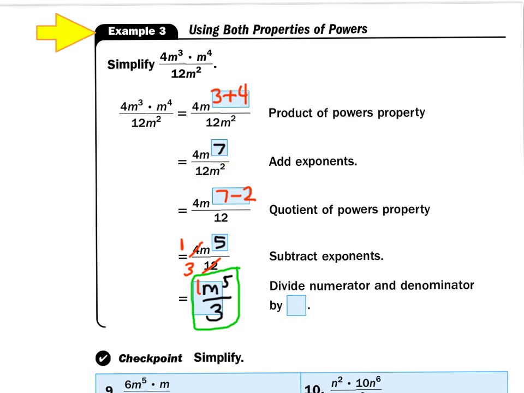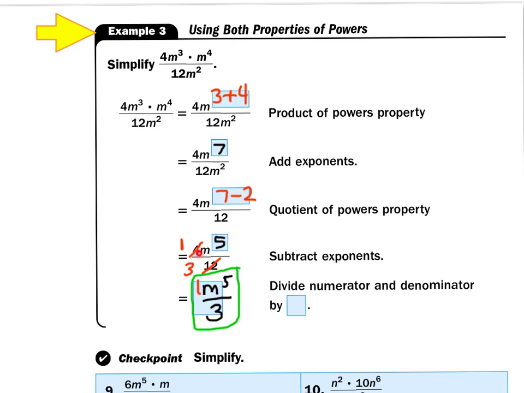And now I wrote my fraction bar. I would copy the 4 on top, the 12 on the bottom, and now take care of the bases that match. The m's match. So I copied the m, and then I did top minus the bottom, 7 minus 2. So that gave me 4m to the 5th power over 12.